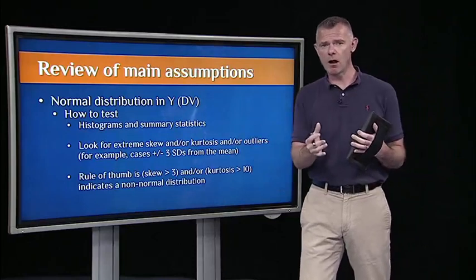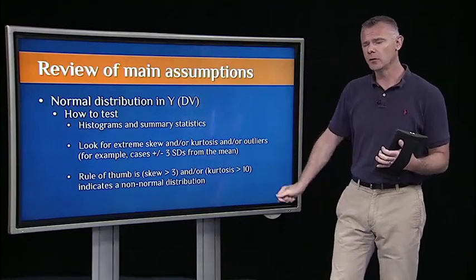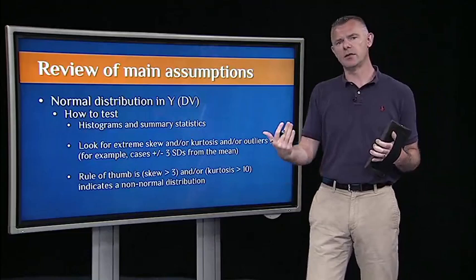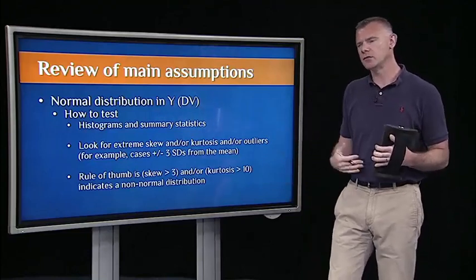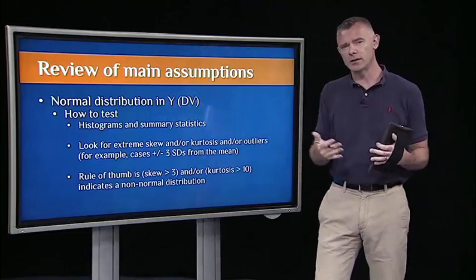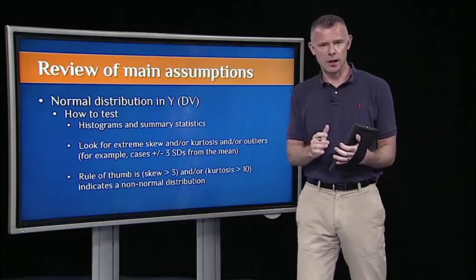In terms of skew and kurtosis, if you just want to look at the summary statistics, remember you can get those in R with the describe function. A good rule of thumb is absolute values of skew greater than 3 and kurtosis values greater than 10. Those are considered non-normal.